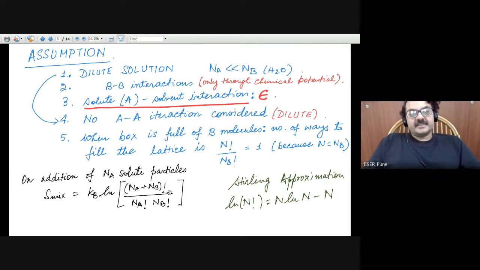And if you have Na plus Nb factorial, we are going to use Stirling's approximation. Hopefully, you have seen Stirling's approximation before in this course. Fourth year students, of course, have seen it, but I'm just talking about the third year students. And that is ln of n factorial, when n is very large, can be written as n ln n minus n, right? We're not going to go through the derivation. We didn't go through the derivation in a statistical physics course, but it can be found in the books. But we are going to use this expression in this course to derive our results.